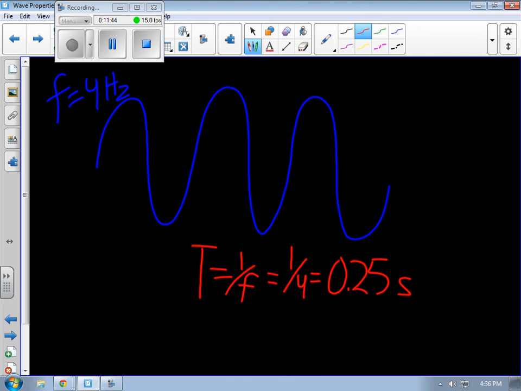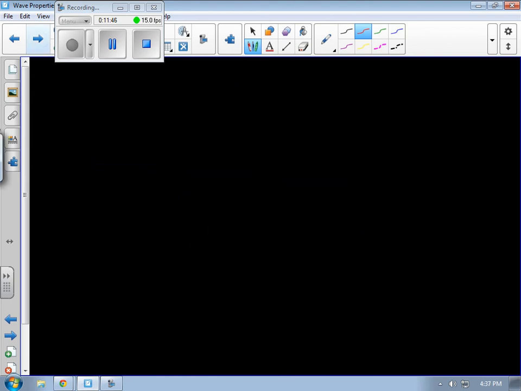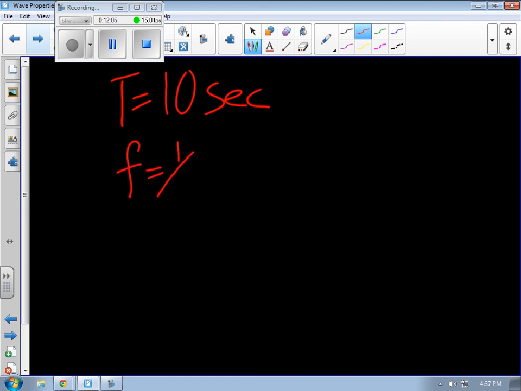Likewise, if I told you we had a period, we knew that the period of a wave was 10 seconds, we could find the frequency because the frequency is equal to 1 over the period, just like the period is equal to 1 over the frequency. So in this case, our frequency would be equal to 1 divided by 10, which gives us 0.10 hertz.